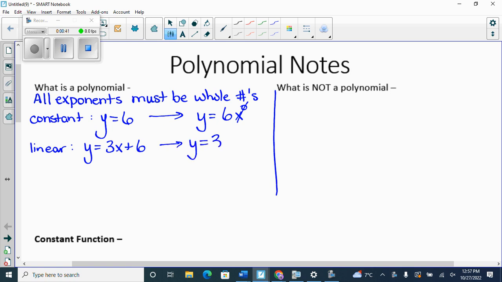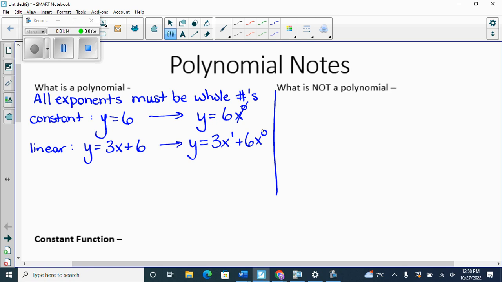So y equals 3x. What is that? X to the what, if it doesn't have an exponent? If this doesn't have an exponent, it's x to the what? Yeah, 1. So that's a whole number. And then plus 6, what would we write it as? X to the what? If it doesn't have an x, what is it? X to the 0. So do both of these have whole number exponents? Yes. So both of them are, that would mean that that's why linears are polynomials.